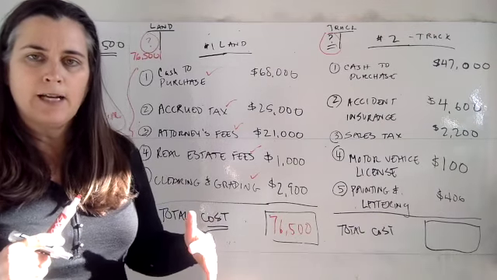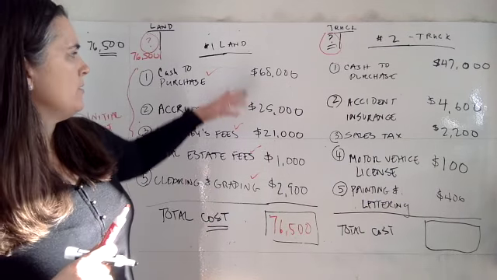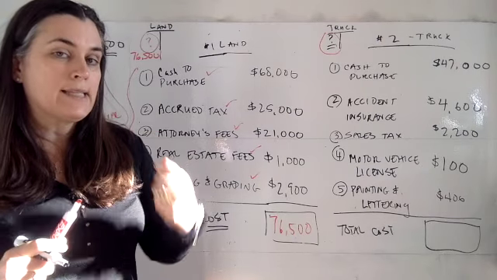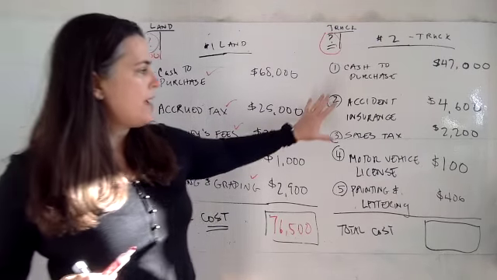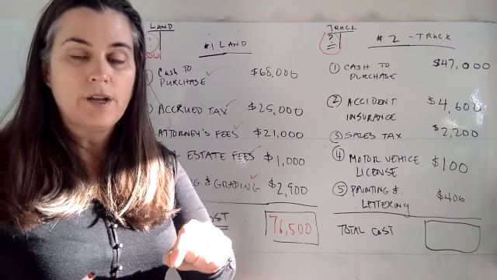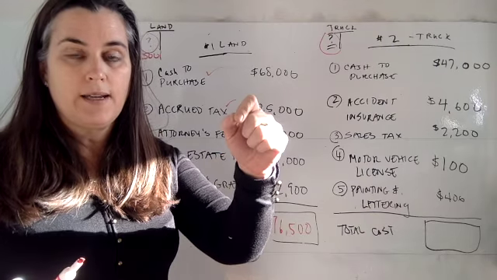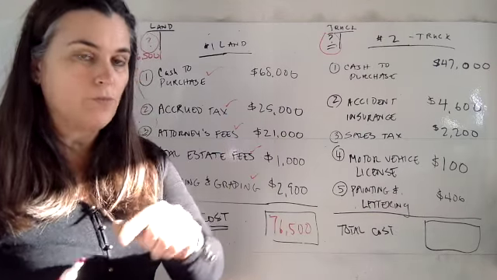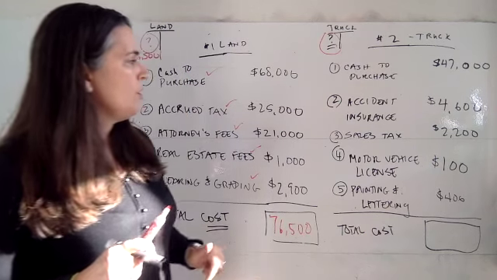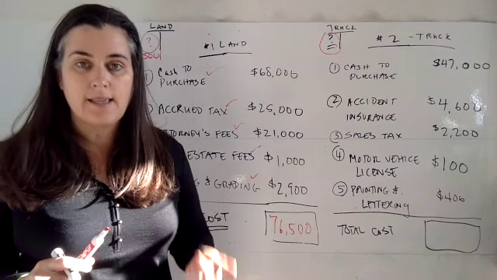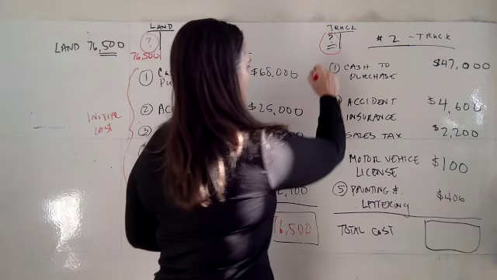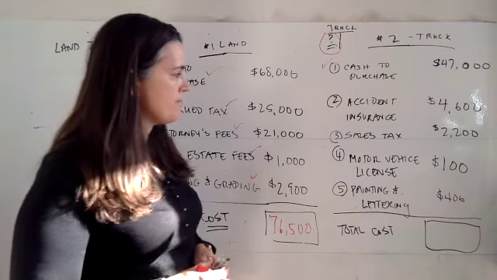A truck versus land, obviously, are different types of assets. But we're going to see with the truck that not all of these expenses are required solely to get the truck ready for use. Let's hit upon this as we look through the details. So the first thing to notice is we have cash to purchase. That is the same as with the land. So this is a cost that we need to obtain the asset.